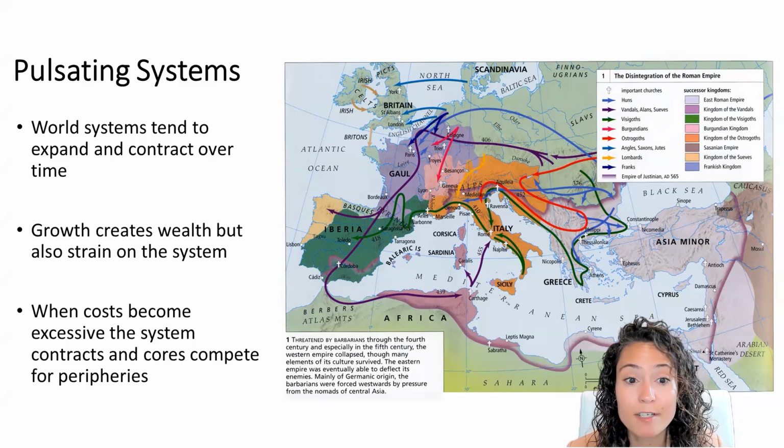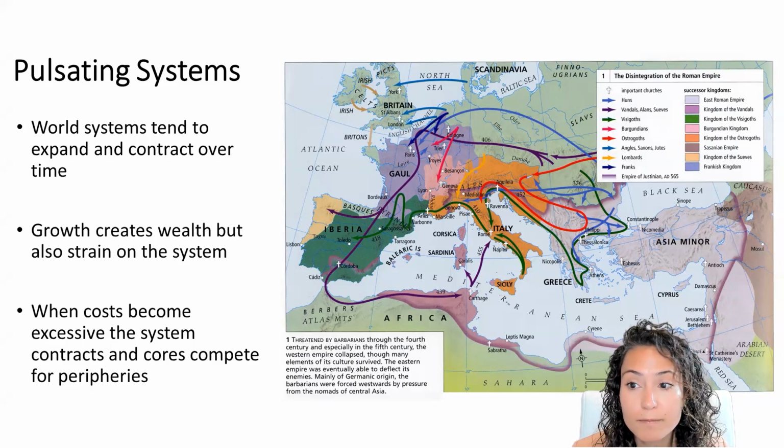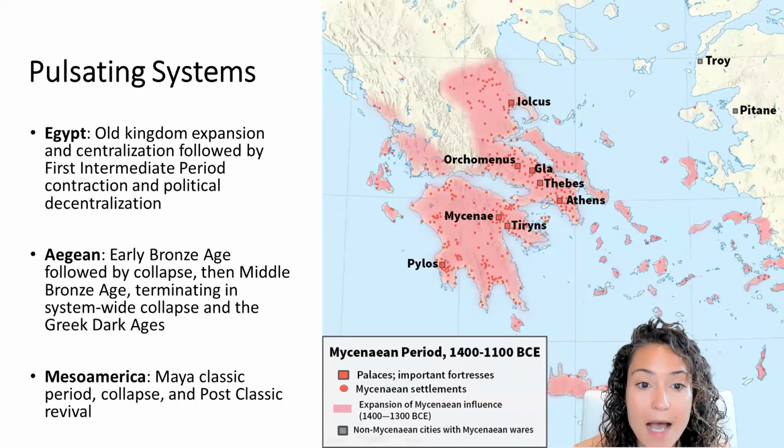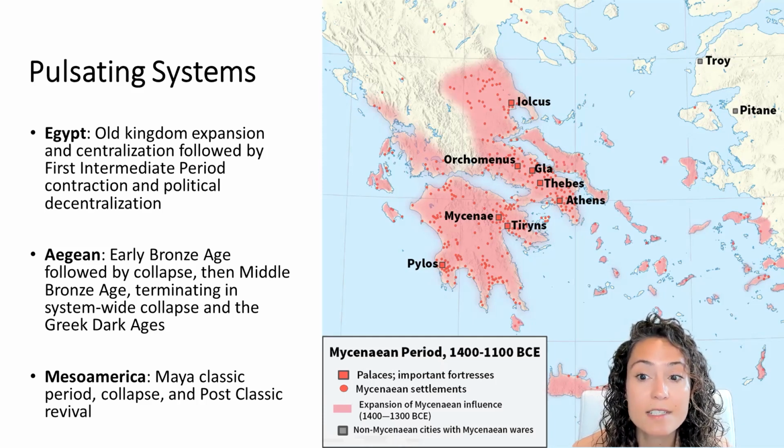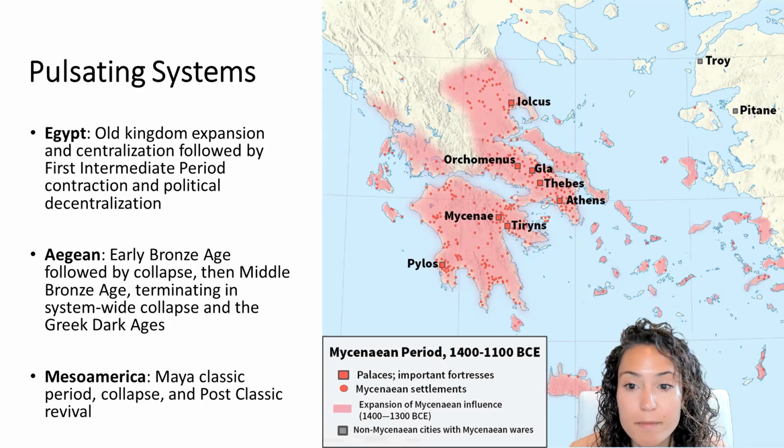At times, certain peripheries are between competing cores and will switch back and forth in their allegiance and control. These oscillations in power and control are symptoms of system instability and appear regularly in the ancient world. For instance, in the Aegean, we see the expansion of cities with the early Bronze Age, followed by a period of collapse near the end of the second millennium BC, roughly the same time as the Egyptian First Intermediate period. Then in the Middle Bronze Age, we see a kind of effervescence of the culture, which terminates in a system-wide collapse around 1100 to 1200 BC.